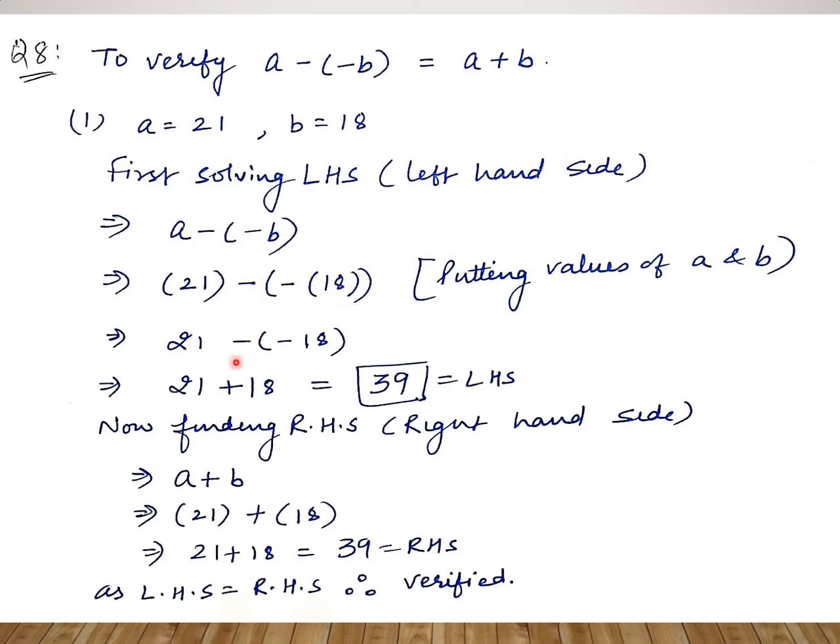Now we know when we open the bracket, minus becomes plus. So 21 plus 18 is 39. That is our left hand side. Now finding the right hand side, it is actually a plus b only. So 21 plus 18 is 39. That is our RHS. As both left and right side are equal, we can say it is verified.